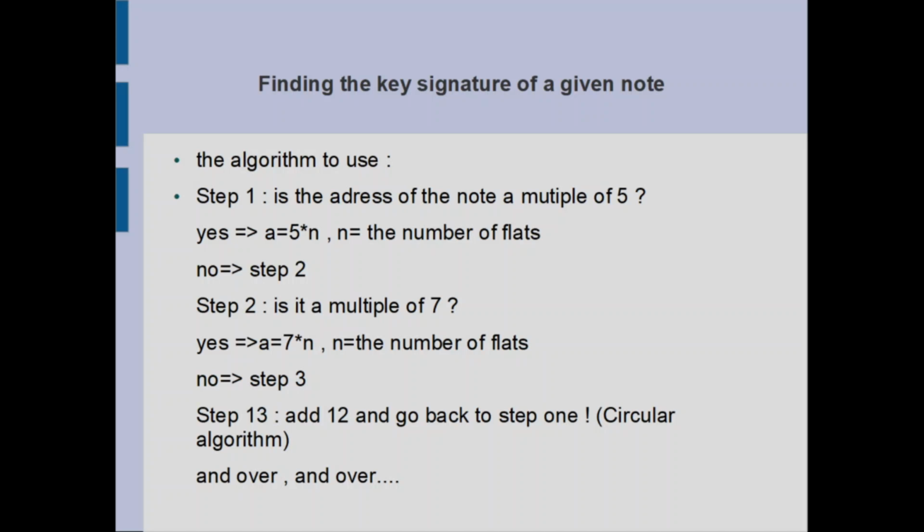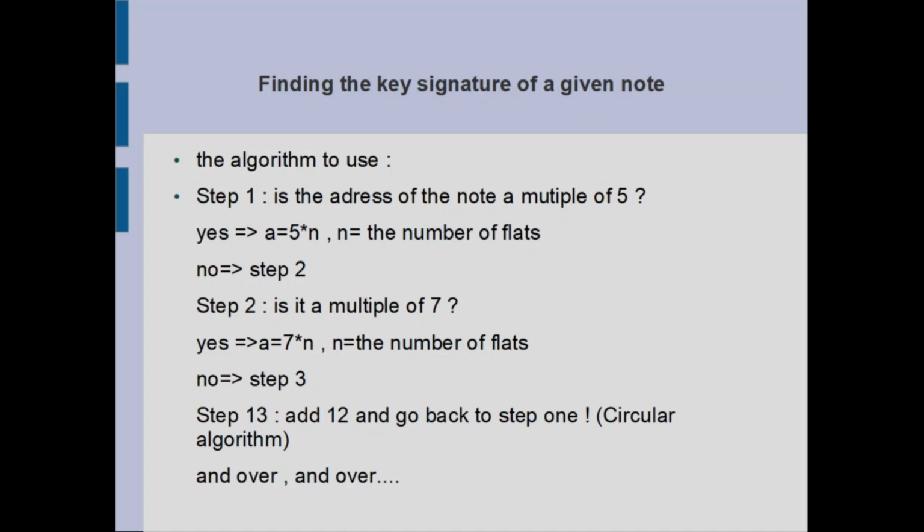It's a circular algorithm. I will explain it. Step 1. Is the address of the note a multiple of 5? If yes, then A can be written as 5 times n, and n is the number of flats. No? Then we go to step 2. Step 2. Is it a multiple of 7? Yes. A equals 7 times n. N is the number of sharps. No? Then we go to step 3. Step 3. Add 12 and go back to step 1.